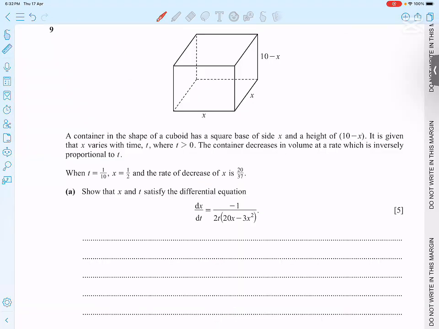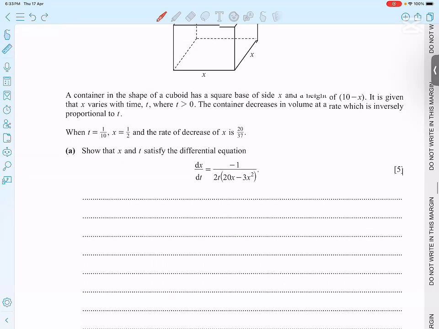Question number 9 we have here: a container in the shape of a cuboid has a square base, and each side is x, as you can see, and the height is 10 minus x. It is given that t is more than 0, positive, naturally not negative. The container decreases its volume at a rate inversely proportional to t. This statement is important, so let's start from here.